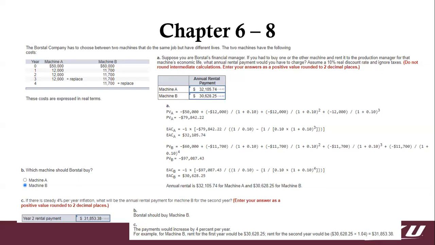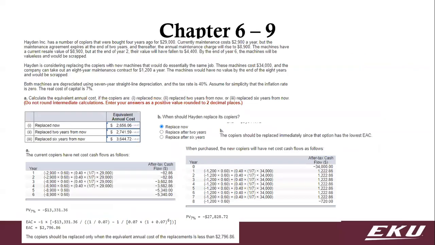Now at C, they introduce inflation as well, right? And so they ask, if you have that, what would that payment go up to? So it's a 4% growth. And so there's just that piece showing that little bit of growth. This is another one. Obviously, feel free to just pause it and read over.